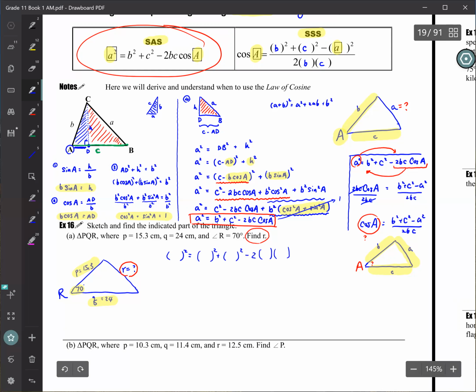So draw the blanks first. We are looking for R, right? So we put R there. All right, so I'll let you guys fill in the numbers. When you finish writing the numbers in the brackets, please raise your hand and we'll check. The order that you put P and Q, it doesn't matter, okay?